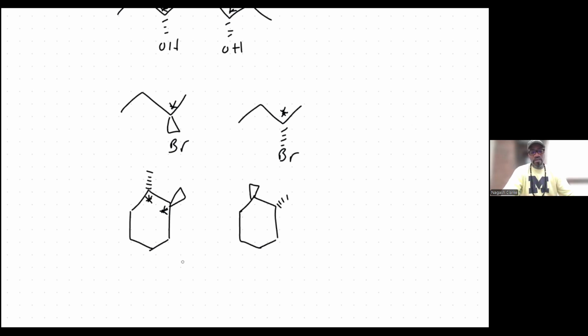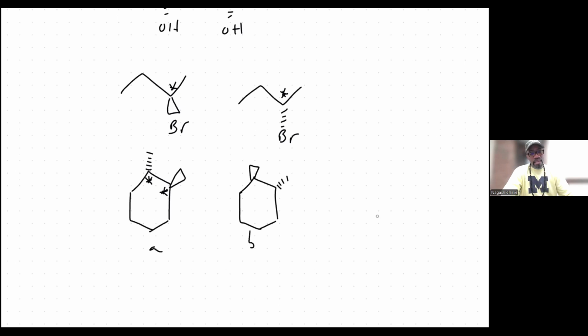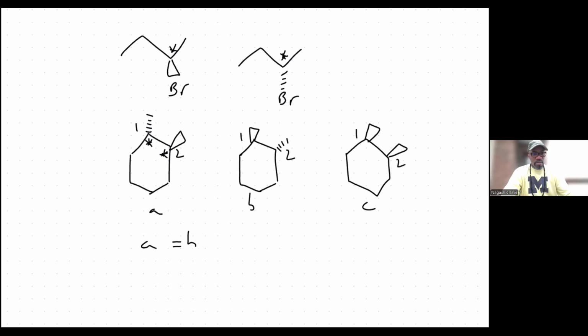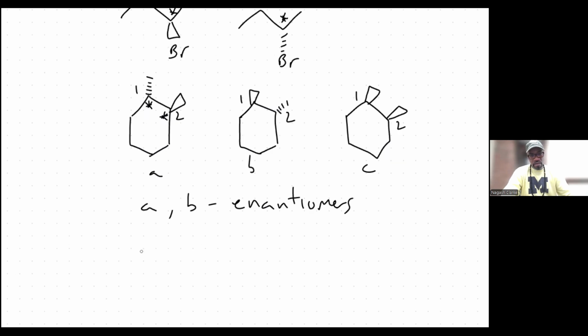All right, so let's call this A, let's call this B. And I can make a diastereomer of A by keeping one of the chiral centers the same and changing the other. Let's call these carbons 1 and 2. Right. So A and B, no, I'm sorry, I'm not going to say equals. A and B are enantiomers. A and C are diastereomers.